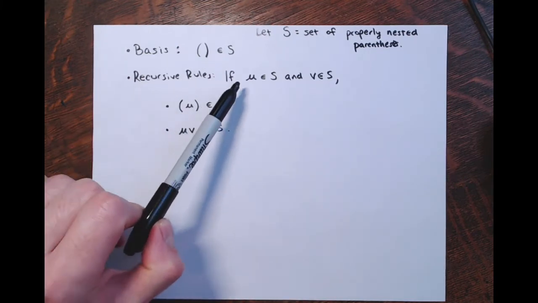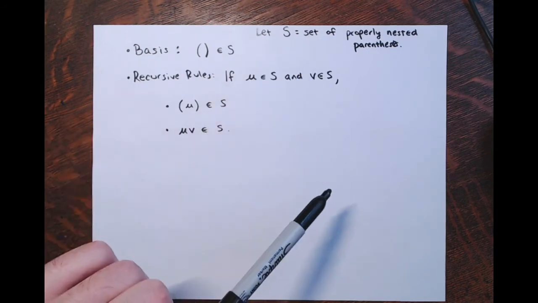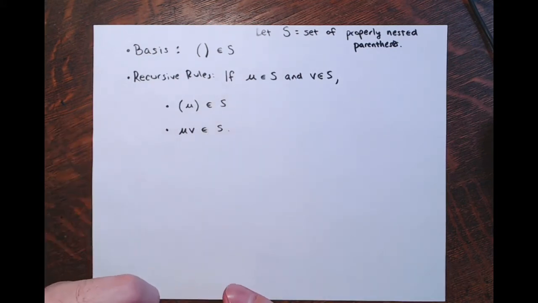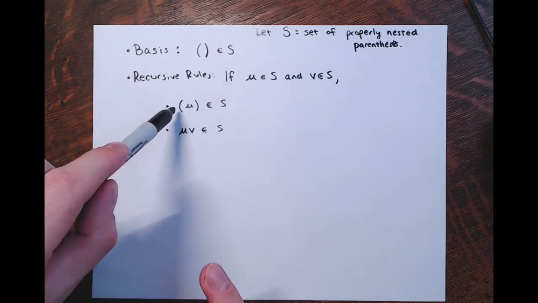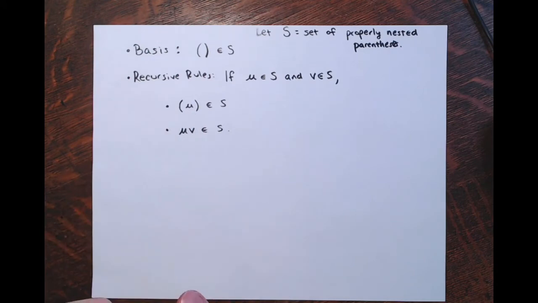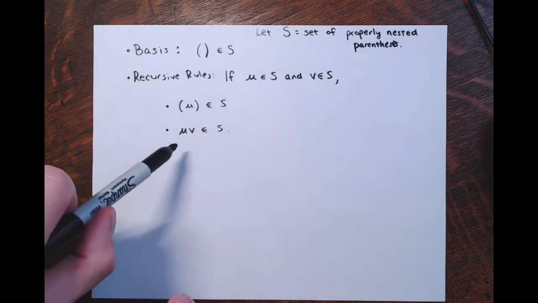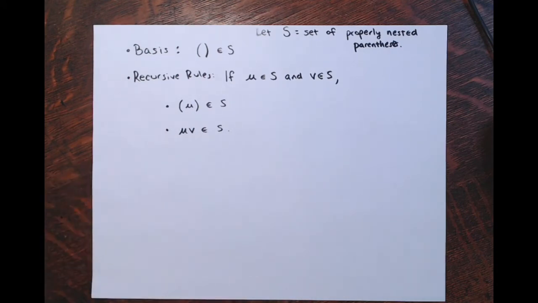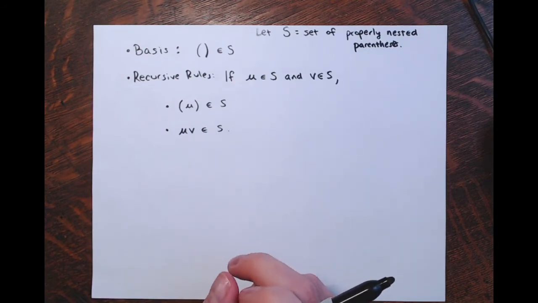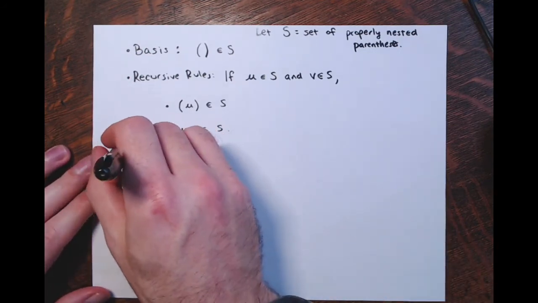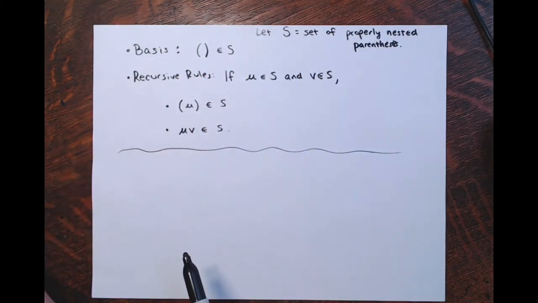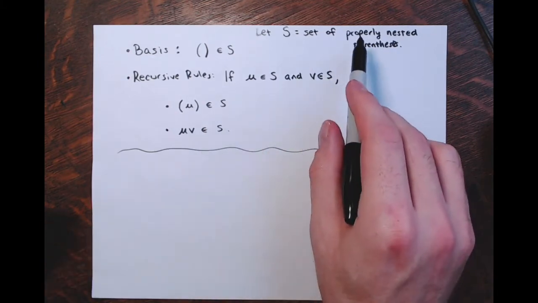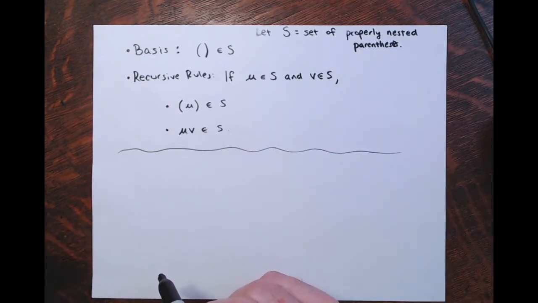Recursive rules: if you have two sequences of properly nested parentheses, then just putting parentheses around an element in the set will be properly nested, and just concatenating them, putting them next to each other, will be properly nested as well. And if you can't use these rules to create your sequence of parentheses, then it's not in this set, not properly nested. All right.